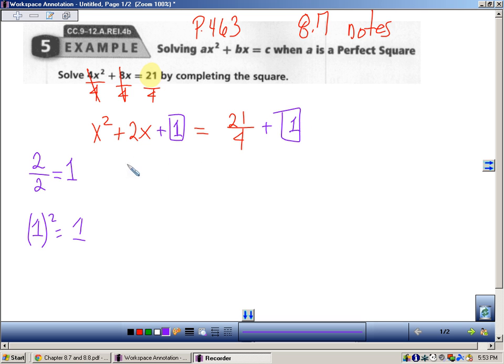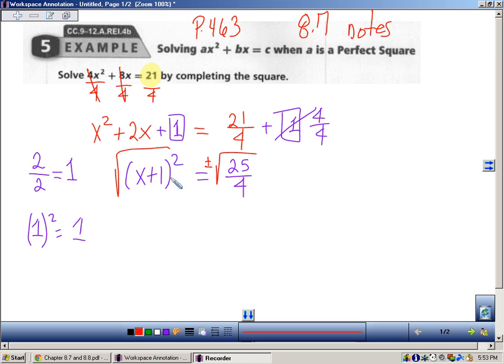Okay. So the factored form here becomes x plus 1 squared equals, now, what's my common denominator here? It's 4. So if I take 1 here and write it as 4 over 4, that's okay, right? And so when we add, it's 21 plus 4 is 25 over 4, right? Do not add the denominators. No, no, no. So let's take the square root.